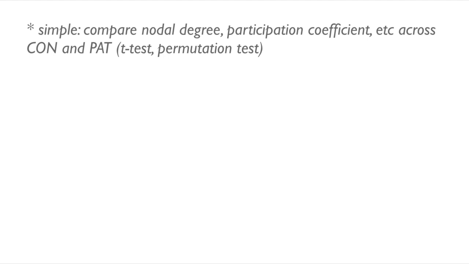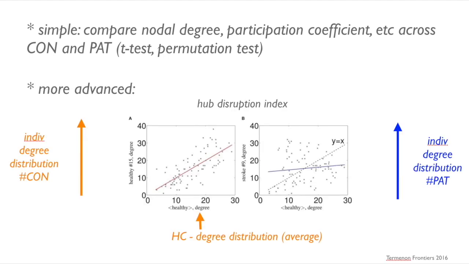And this is very often a common way to do it. But there are also more advanced ways. One method was introduced by Tremanen and colleagues, in which they said, you know what, we can also, for every individual, compare how well the degree distribution of that particular individual would fit what we would expect in a healthy degree distribution. So this means we first compute the degree distribution on a population of healthy controls, which could be, for example, ACP subjects.